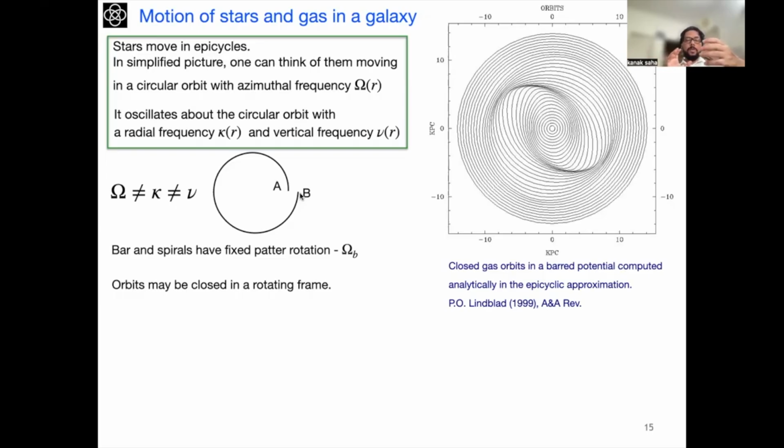So the bar rotates almost like a rigid pattern in a galaxy, and one can go into the rotating frame and suitably adjust the rotating pattern frequency, and the frequencies omega and kappa, and make the orbits close in the rotating frame. This was cleverly used by Lindblad, and it shows that orbits can be closed in the rotating frame and arranged in such a way, synchronized, that they give an impression of a bar and spiral structures in the galaxy.